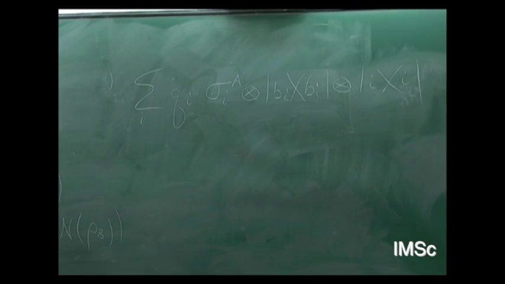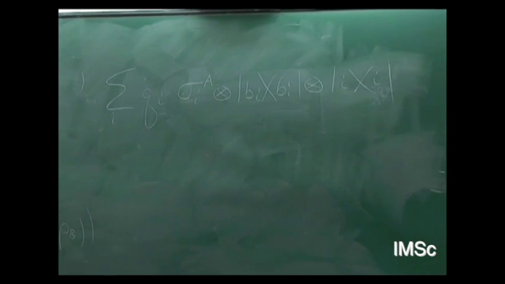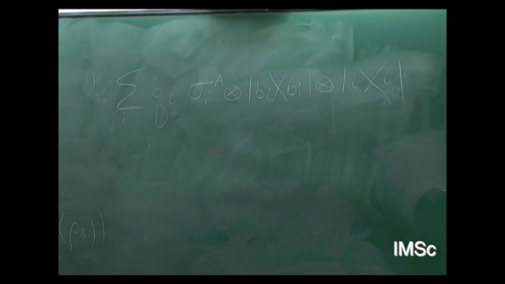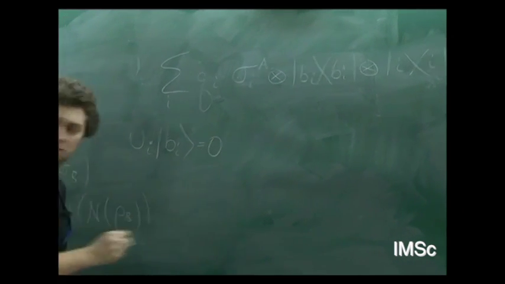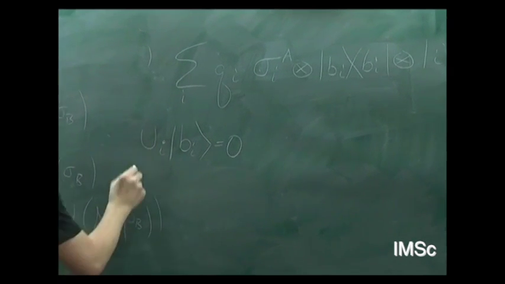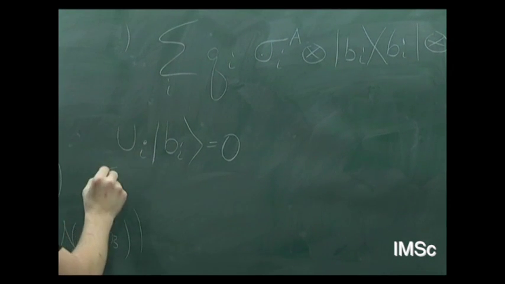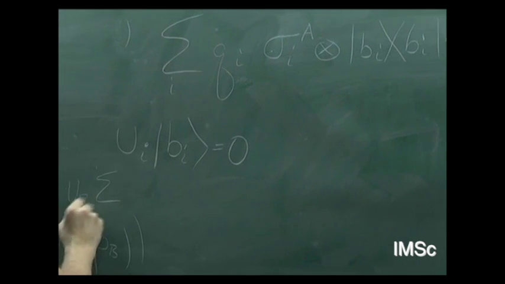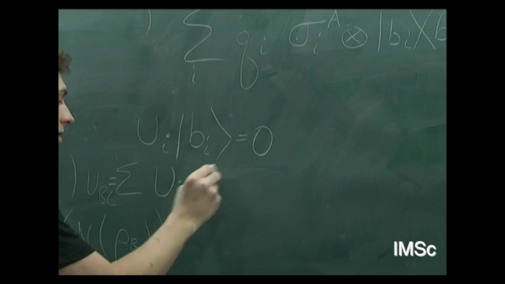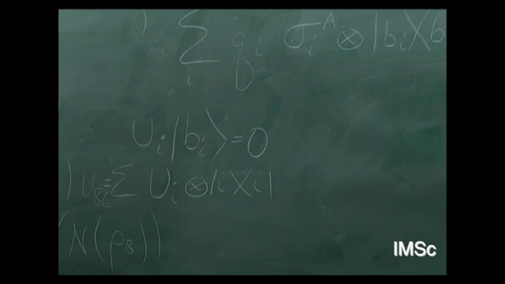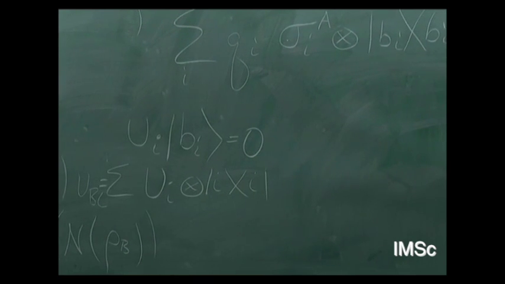Okay, and let's see how to explain this, right? So let's choose U sub I such that U sub I acting on this B sub I, which is a pure state, is just equal to 0. Then I can define a unitary on BC which just conditionally applies this U sub I to B conditioned on C being in state I. You can check that this is a unitary.